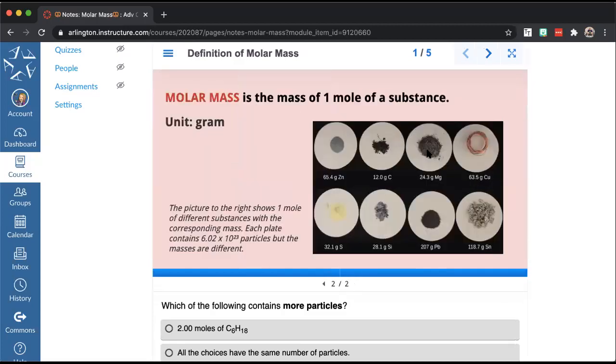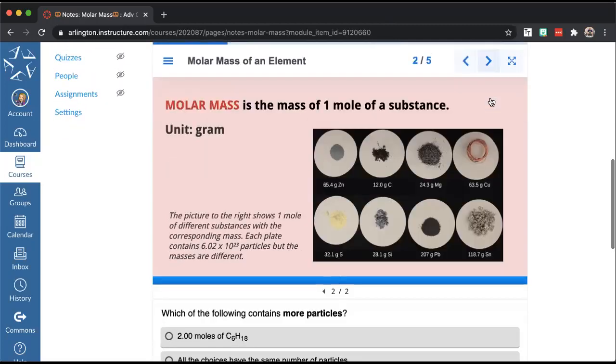And so these are some different elements. Okay. So this is zinc, carbon, magnesium, copper, sulfur, silicon, lead, and tin. So all these are elements from the periodic table. And all of these are showing you 1 mole of those substances, but we can see that they have different masses. Because if I put them on a balance, on a scale, their masses are different, but they all contain the same number of particles. So 1 mole always equals Avogadro's number of particles, but the mass of that 1 mole is going to change depending on what our substance is, okay?